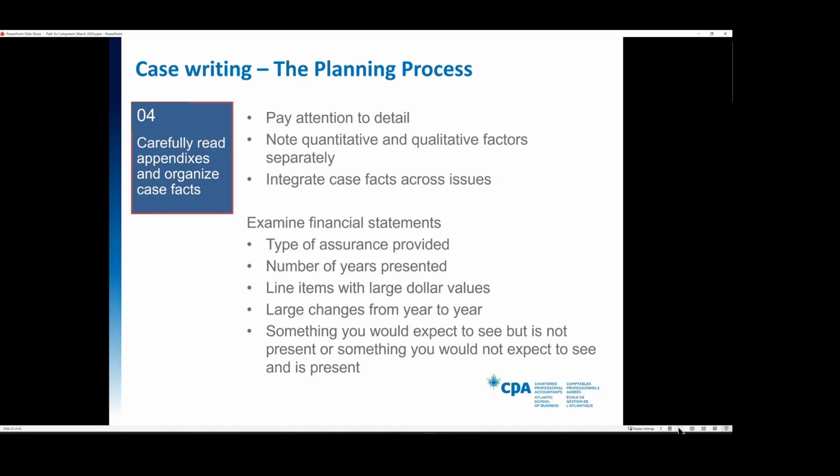Look at the line items. Are there line items with large dollar values? If there is, and you're asked to identify high risk accounts, that could be a trigger. Are there large changes year over year? If there is, there's a chance there's something incorrect. Is there something that you'd expect to see and it's not present? Or is there something that you wouldn't expect to see and it is present? So again, look at that information with skepticism.